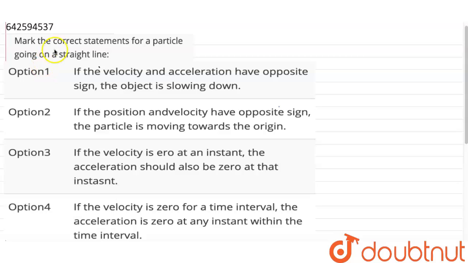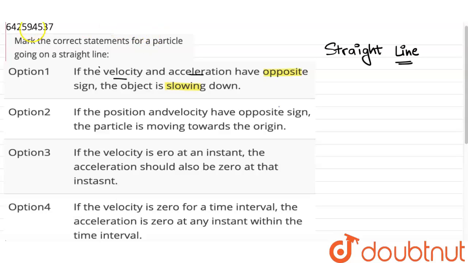So the question is, mark the correct statements for a particle going on a straight line. So in this question we are going to deal with motion in a straight line. What is the first option? Let's see. If the velocity and acceleration have opposite sign, the object is slowing down.